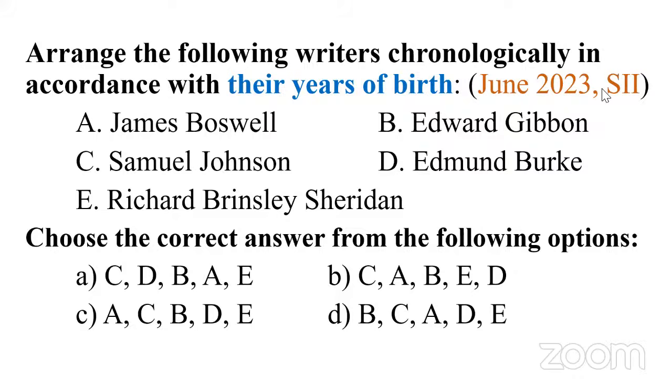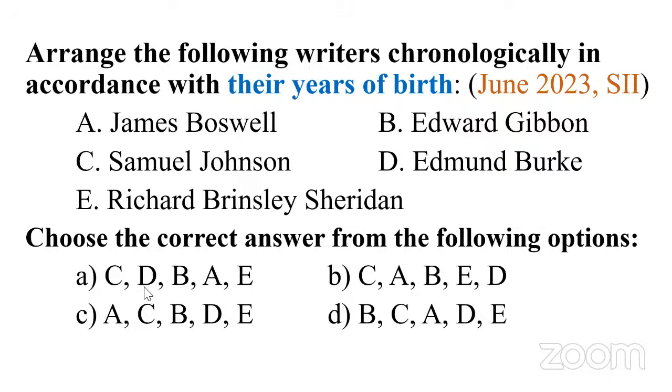So here is a question from June 2023, shift 2. Arrange the following writers chronologically in accordance with their years of birth. We have A. James Boswell, B. Edward Gibbon, C. Samuel Johnson, D. Edmund Burke, E. Richard Brinsley Sheridan. Then choose the correct answer from the following options. So we have 4 options.